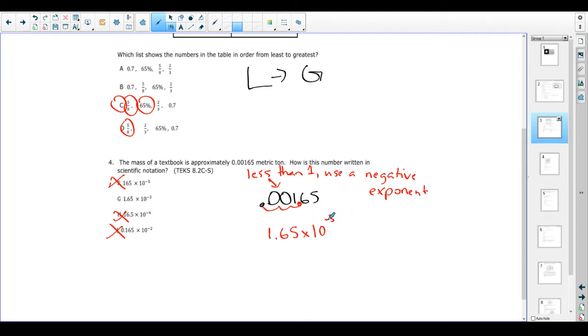This should be negative 3. And this has to always be between 1 and 10. Because if you got this one wrong, it's because you picked an answer that wasn't between 1 and 10. And again, if you say, oh, but Ellis, I put this in the calculator and it gave me the same number, well, nobody cares, right? Because scientific notation has to start with a factor between 1 and 10. If you don't start with a number between 1 and 10, it's not in scientific notation. It cannot be correct. Okay?